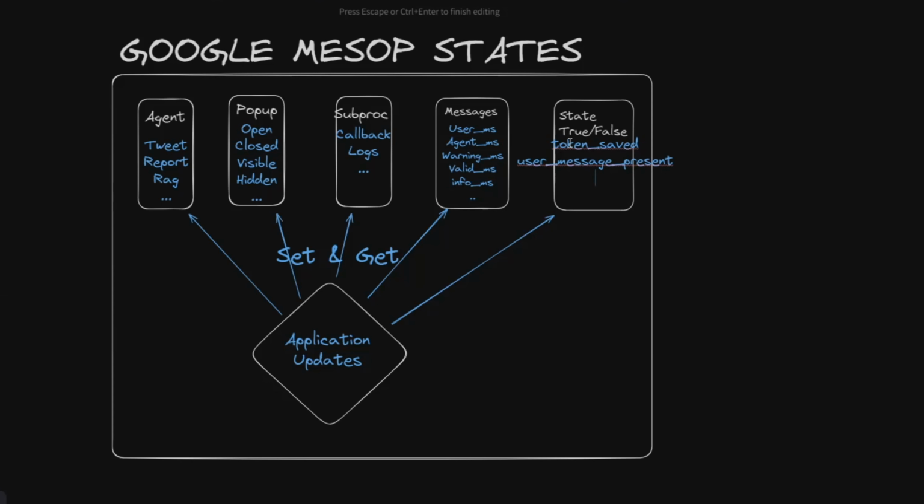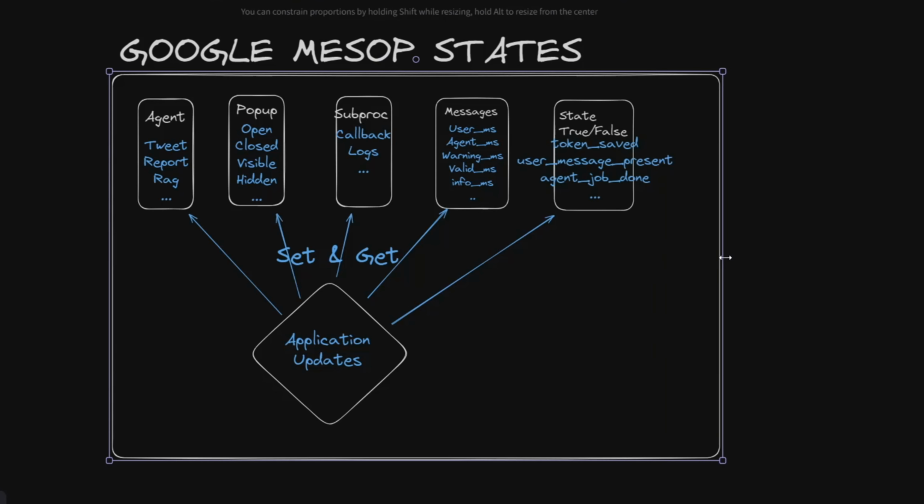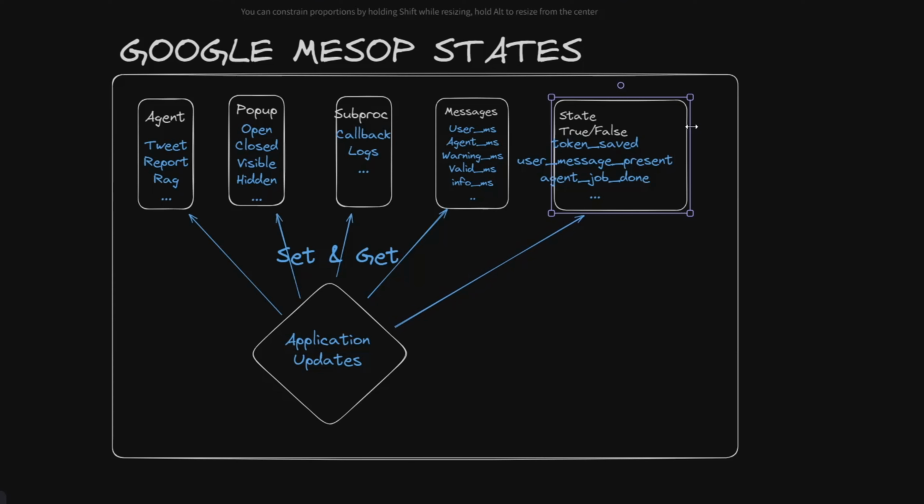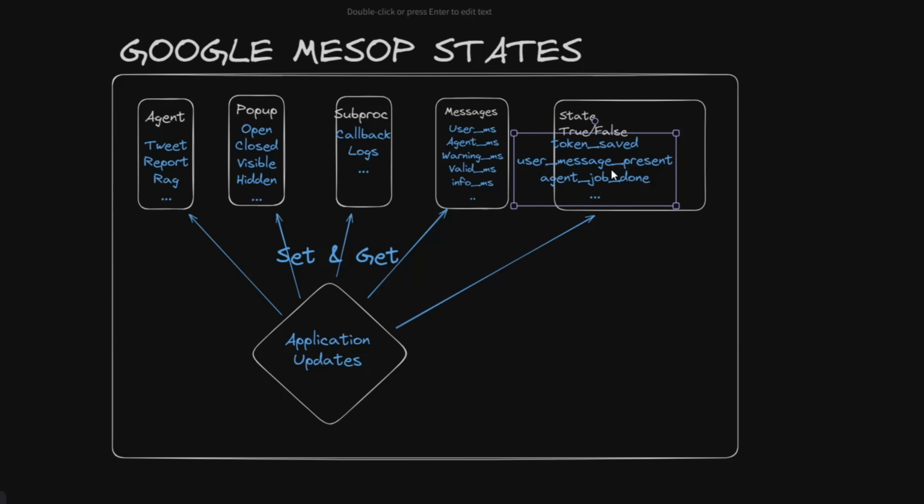So agent, for example, can be tweet, report, RAG, which kind of agent you're using, the pop-up, is it closed, is it hidden, sub-processes, the logs, the messages, warning, validate, info message, user message, agent message, and the state, true or false for here. Here, for example, I put the token, is the token saved or not, true or false, is the user message present or not, is the agent job done.